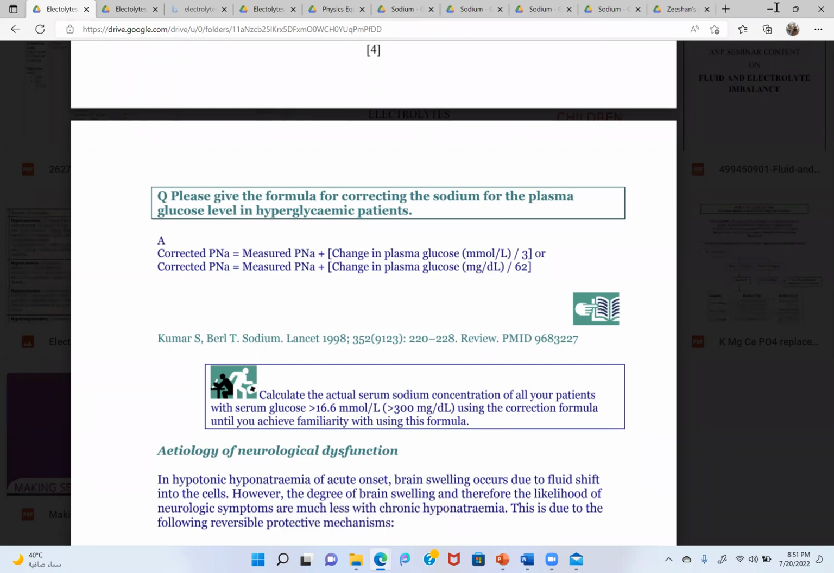Okay, so another, what they have, the formula for correcting the sodium for plasma glucose level. This is how they have put this formula. Measured sodium plus blood glucose level divided by 3, or measured divided by 6. If you are calculating in milligram per dl, you will divide by 62. Okay.